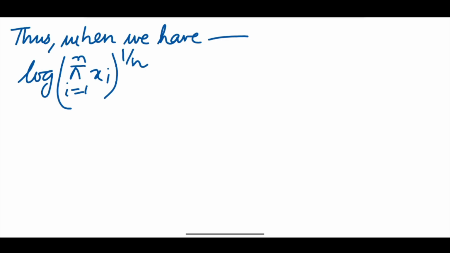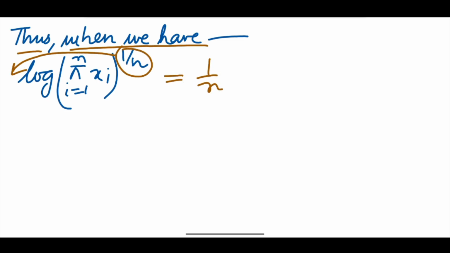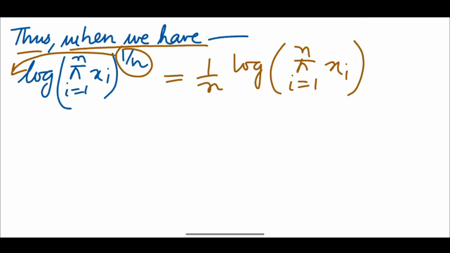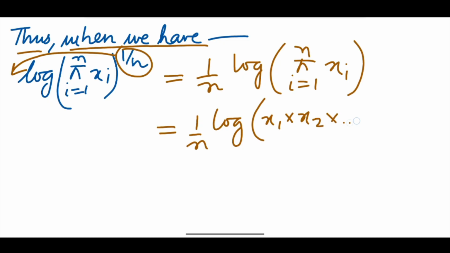Now we take the right hand side of the equation that we obtained before. Here the power 1 by n will come in front, and we will get 1 by n log of the product of xi, i equals 1 to n. Now in the upcoming step, the product of xi, i equals 1 to n, is broken down to x1 times x2 times up to xn.